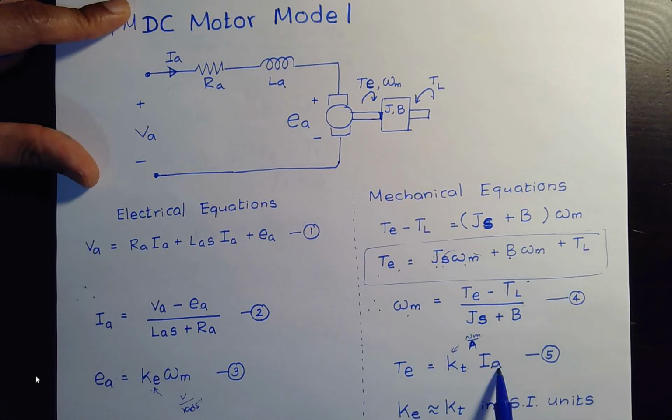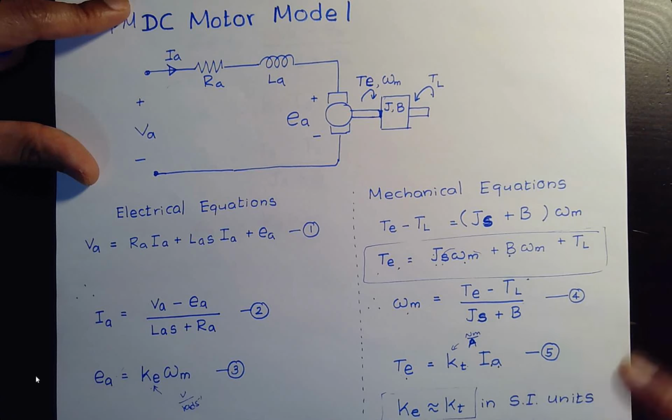So we have established the link from electrical to mechanical, and we discussed that KE is equal, or almost equal, to KT in SI units. That's why I've given you only one parameter, because now you can figure out the second parameter. So this is the relationship, and I want you to use the proper units in looking at these equations when you're modeling your system.